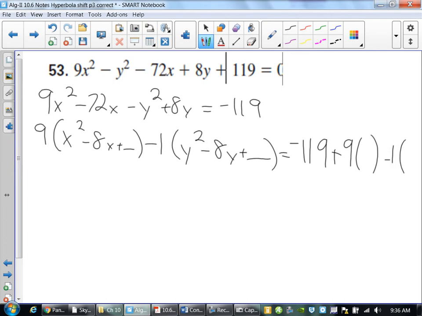Most people forget the negative 1. Stop forgetting the negative 1. Either way, I always keep the negative 1 so I don't screw up. Let's see, half of negative 8 is negative 4, so this becomes 9 times x minus 4 squared, and I'm adding 16.